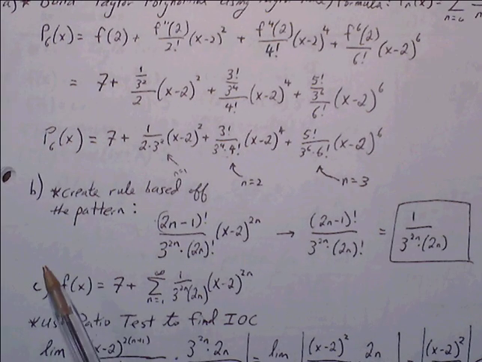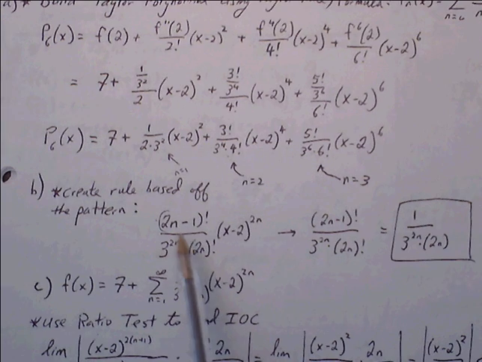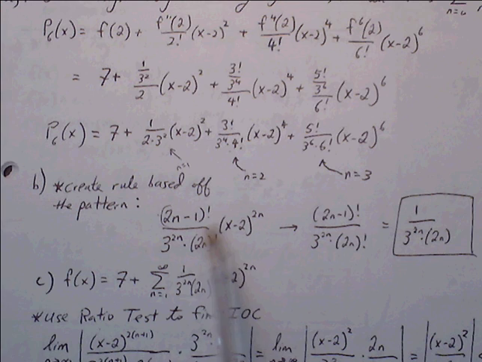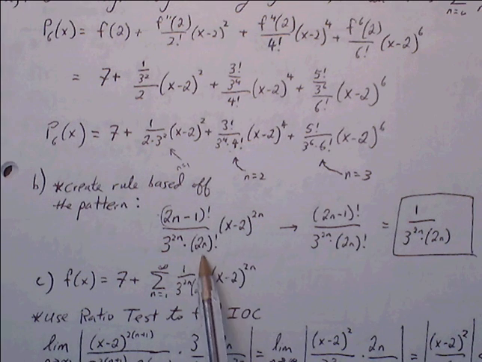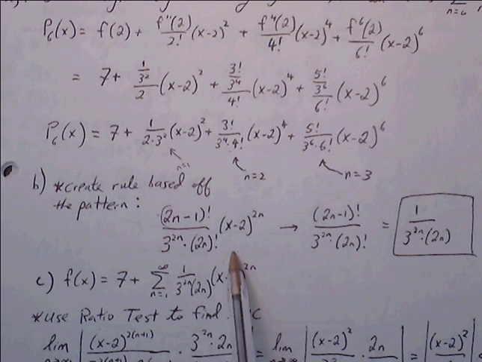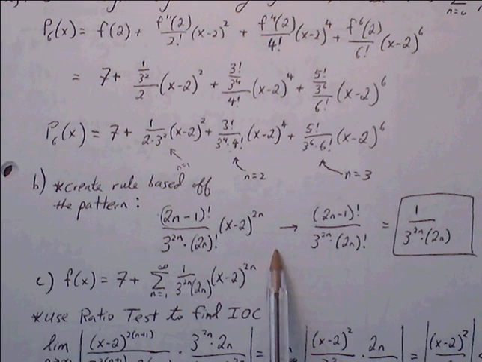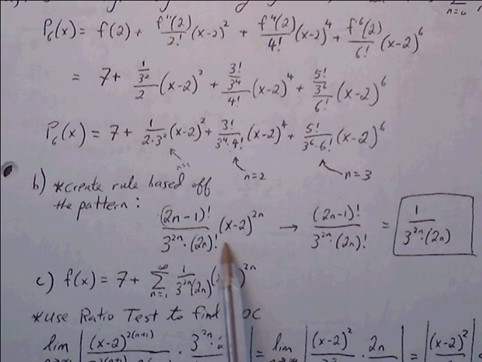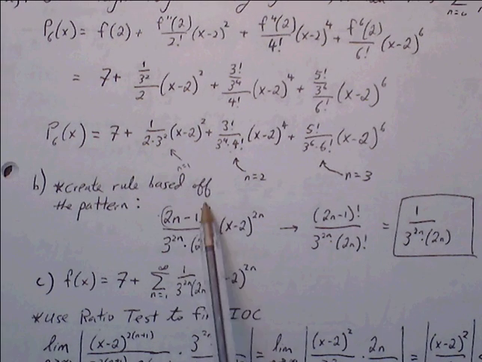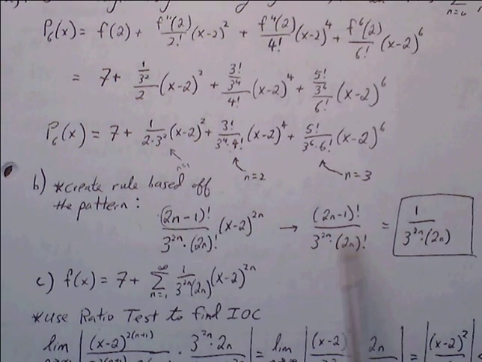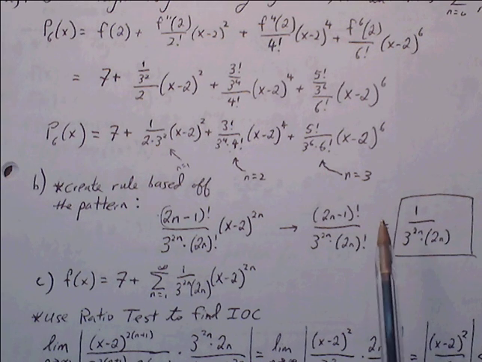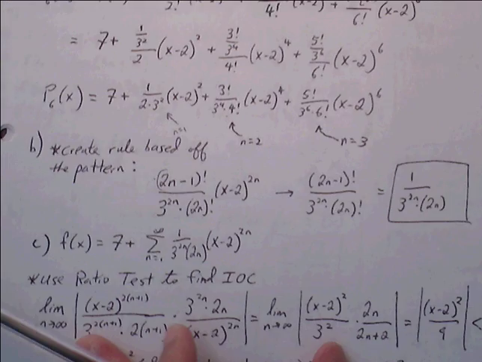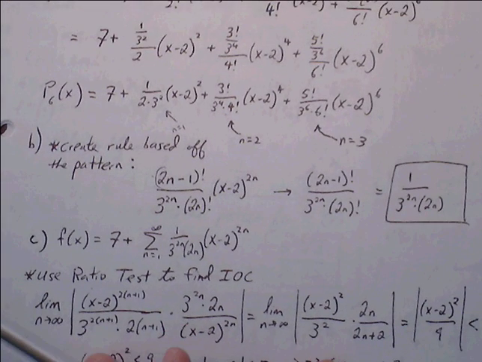Now we can simplify this a bit more because 2n minus 1 factorial will be 2n minus 1 times 2n minus 2 factorial, so on and so forth. And then 2n factorial is 2n times 2n minus 1 factorial times 2n minus 2 factorial. So anything lower than 2n factorial will cancel out with this expression. That leaves us with just 2n in the denominator, and 1 in the numerator: 1 over 3 to the 2n times 2n.